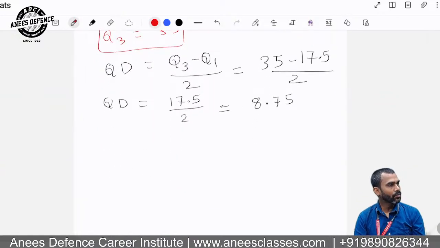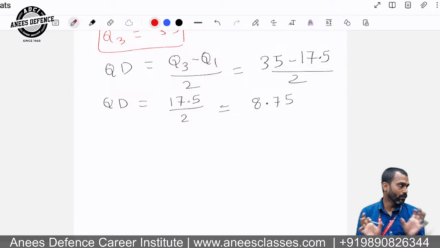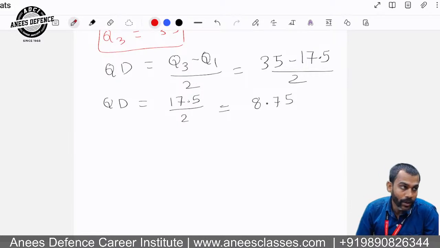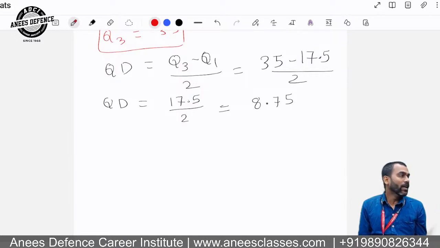For discrete data, what do you have to do? You have to divide into 4 equal parts. The last observation of the first quarter would be Q1. The last observation of the second quarter would be Q2. The last observation of the third quarter would be Q3. And the last observation would be Q4.